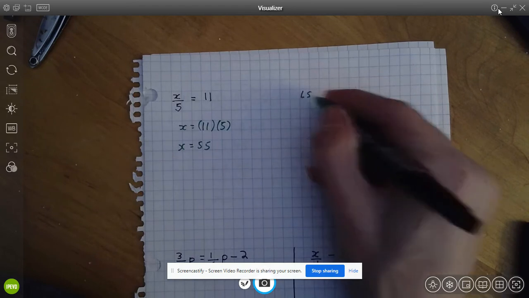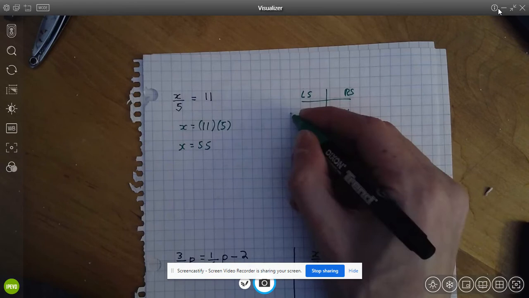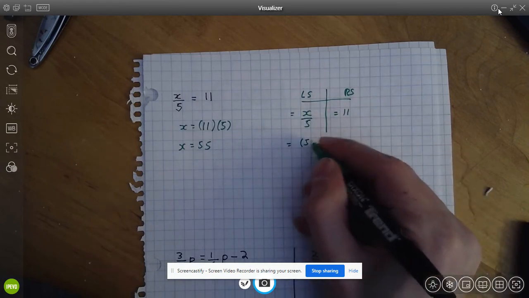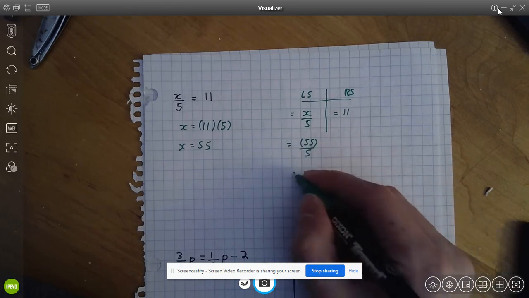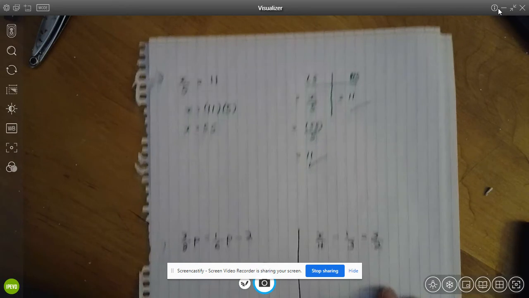And if I do a left side, right side check just quickly, on my right side I had 11. On my left side I had x over 5. And I think x is 55. And sure enough, 55 divided by 5 is 11. So I know that I'm correct.